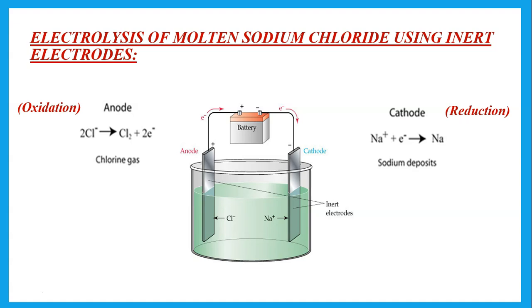What do we see when chlorine gas is formed? Remember that chlorine gas would be seen as bubbles of green gas. So that is our observation at the anode. What is the observation at the cathode? It is forming sodium. So what do I see? I see silvery gray metal. Are we okay with all of this?